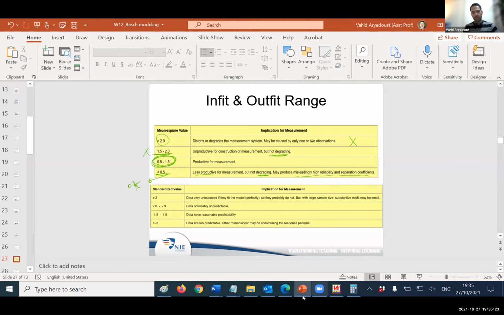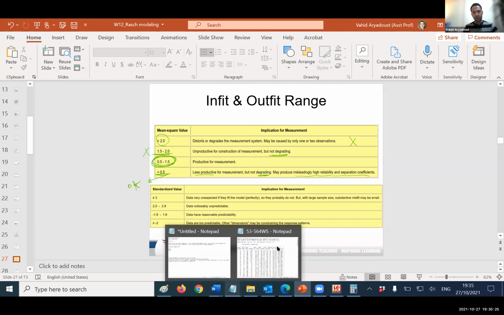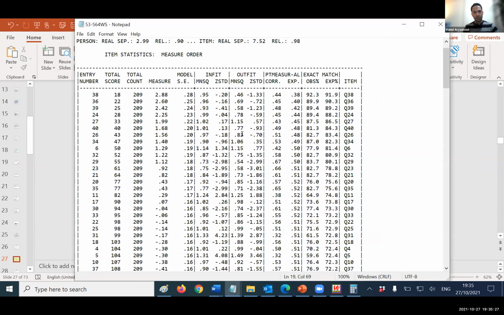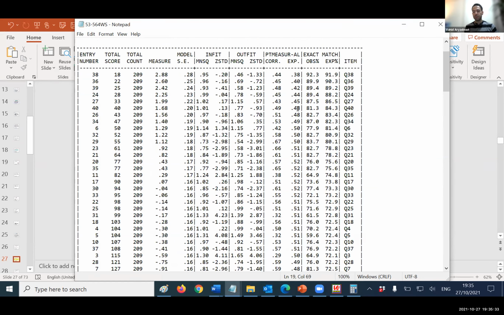Now let's look at our data here to see if we have a problem. Look at these statistics. Do you find any problematic items based on infit mean square values and outfit mean square values? I'll give you 2 minutes.